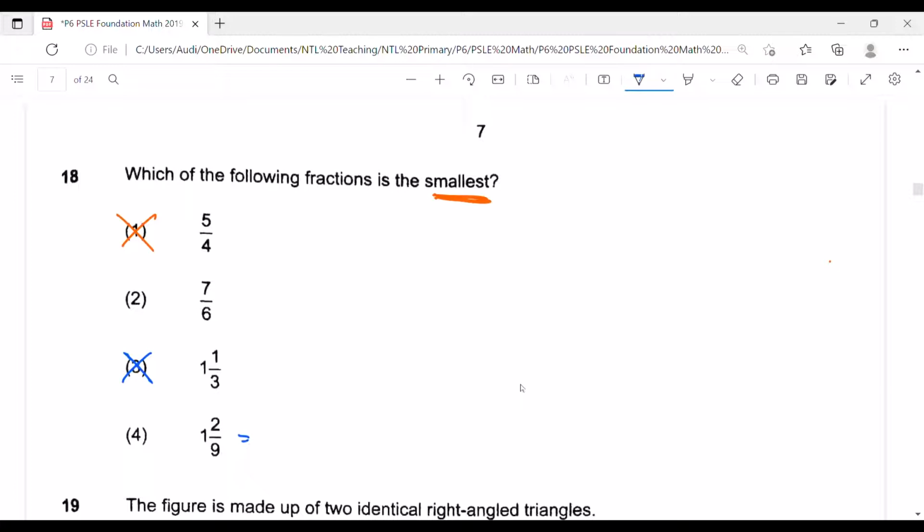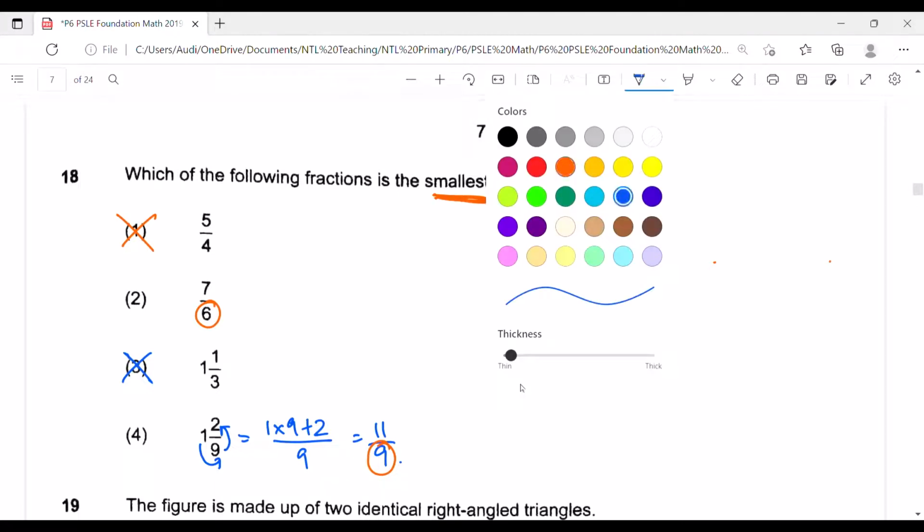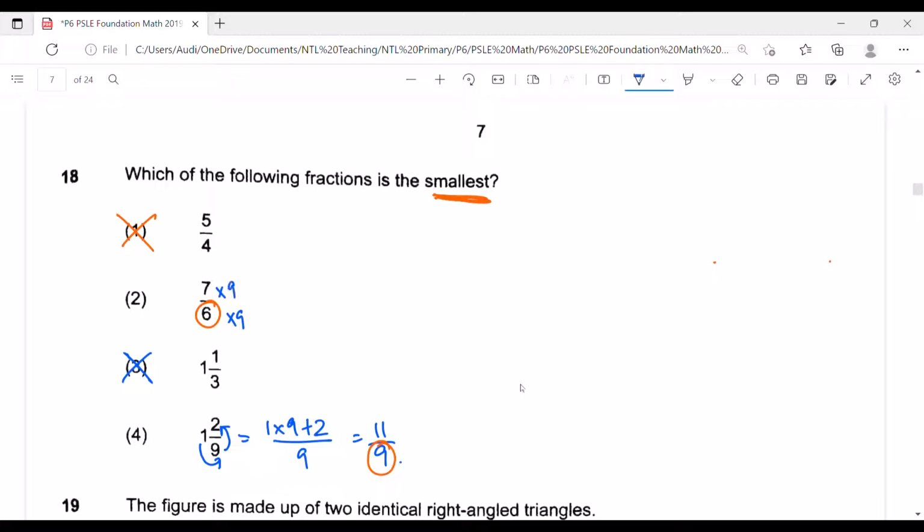Number 4, this is a mixed number, so we will change it to an improper fraction. 1 times 9 is 9, plus 2 is 11. I'll write it down. 1 times 9 plus 2 over 9. So this is 11 over 9. Okay, now we look at the denominator. 6 and 9. What's the common denominator? We can do this. Multiply by 9, right?